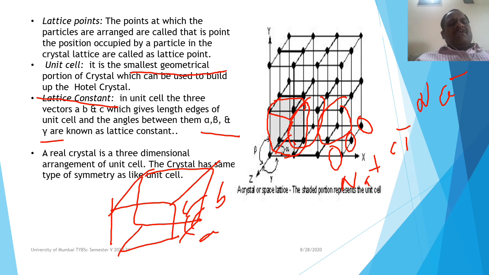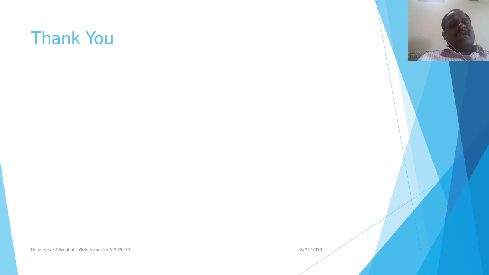So we saw the definitions of crystal lattice, space lattice, unit cell, lattice point, and lattice constant. Sometimes a question may be asked: define the following terms. Most times it is asked. Therefore, I have given you all these definitions with their diagrams and proper explanations. So this is enough for today's lecture. Thank you for watching.